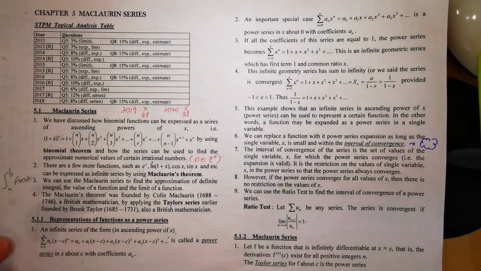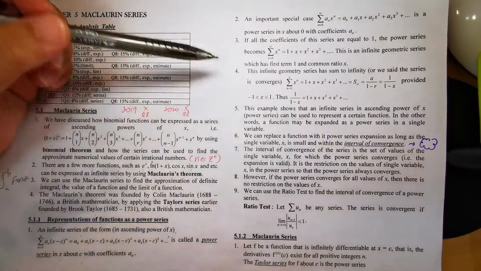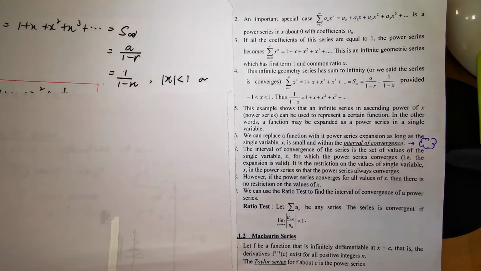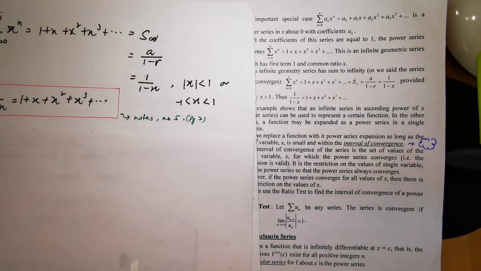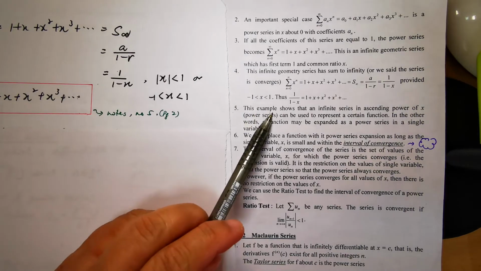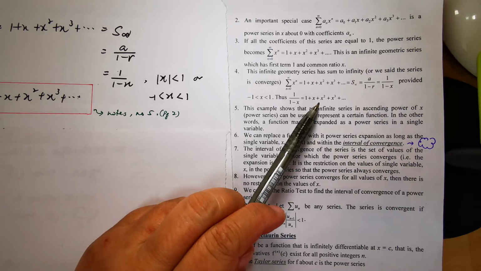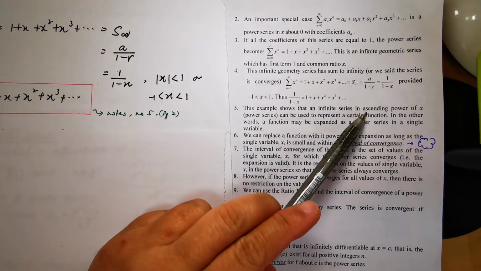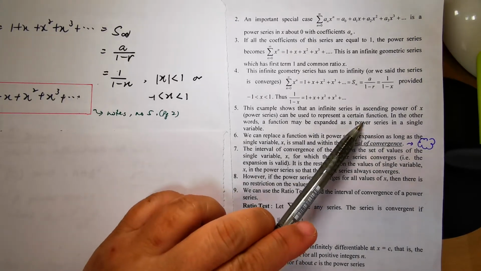All right. So for this one, all this I have explained just now in the notes. So you see this example. Just now we have explained up to here. So you see that. So this example where we express this one now, 1 over 1 minus x, this function can be expressed as a series. So this example shows that an infinite series in ascending power of x, where we call it power series, can be used to represent a certain function.